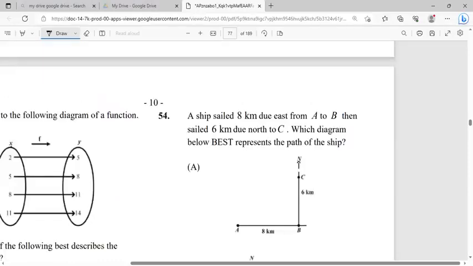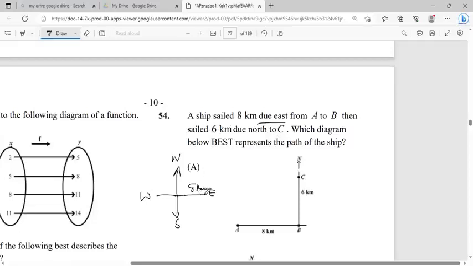A ship sails 8 kilometers. Let me draw it myself. So I have my north line. Opposite to north, we have south. We have east, 90 degrees, and we have west. So a ship sails 8 kilometers from A to B, due east. So 8 kilometers east first. And then sails due north, 6 kilometers north.